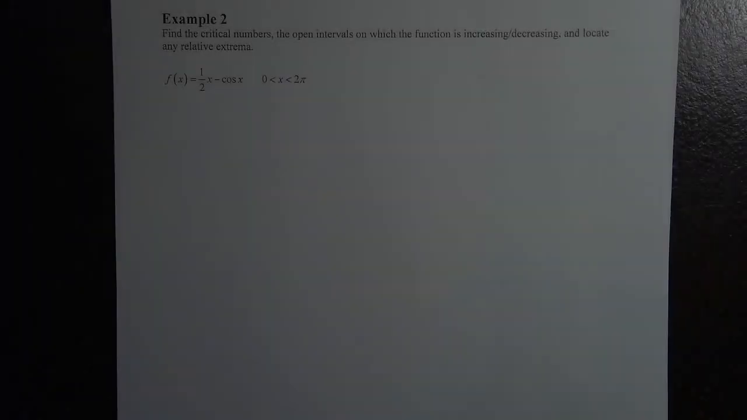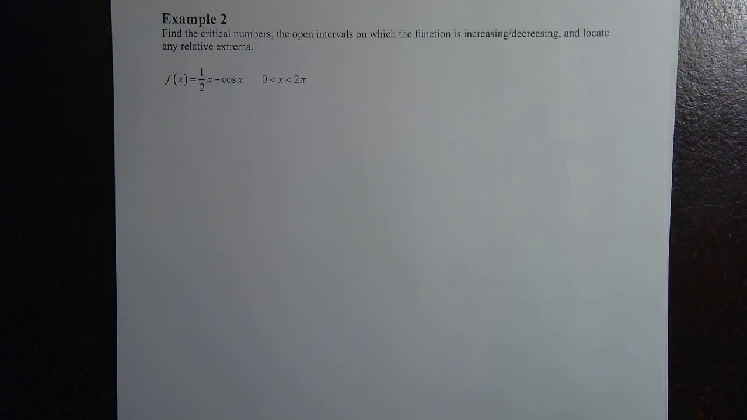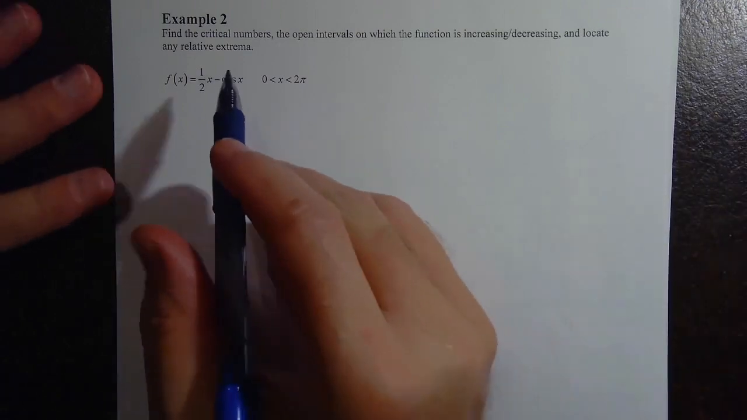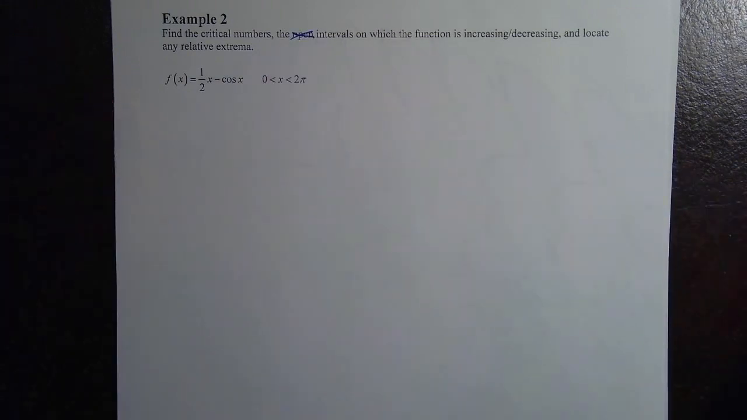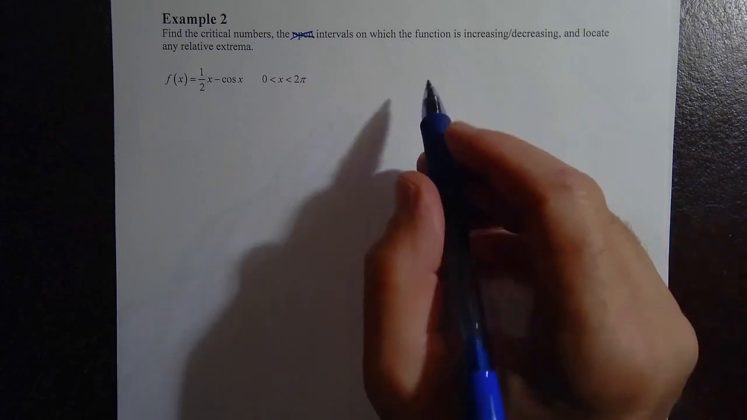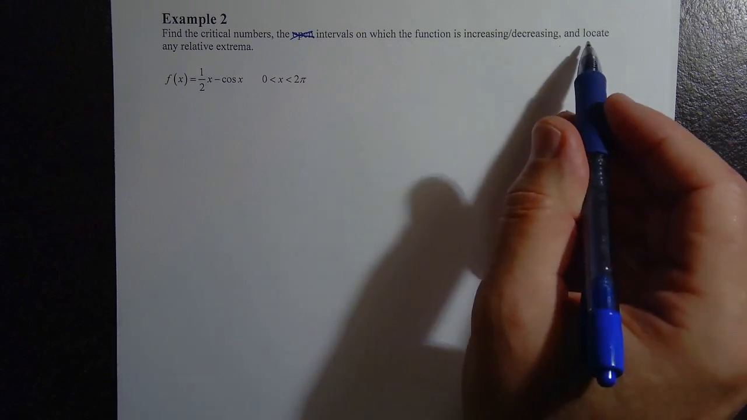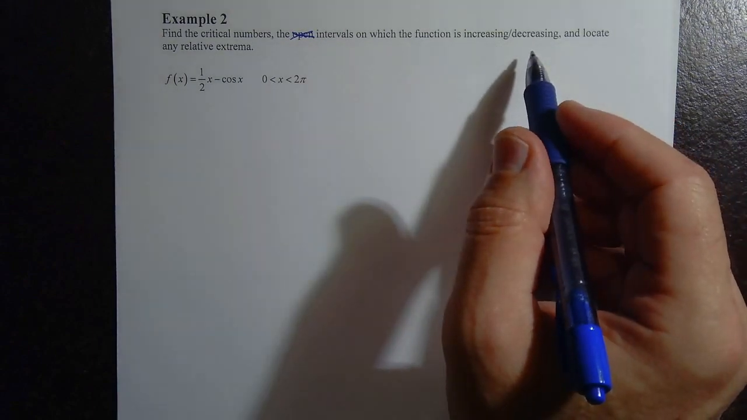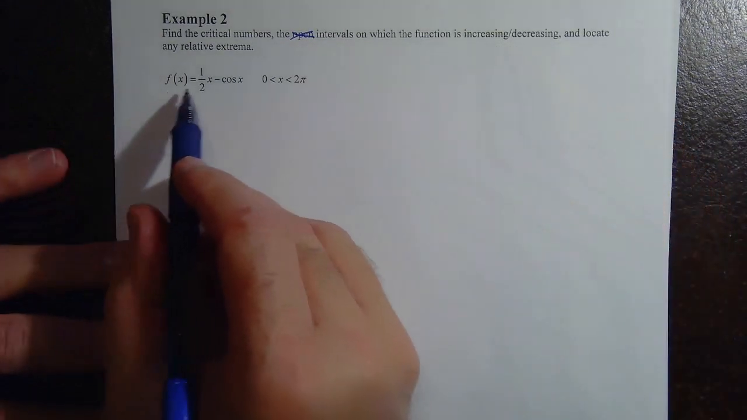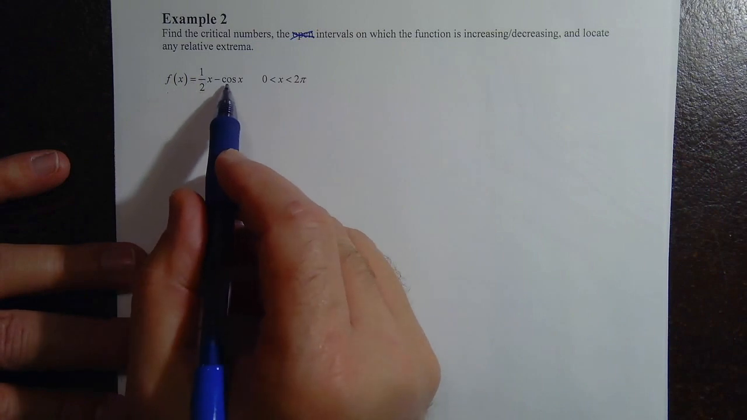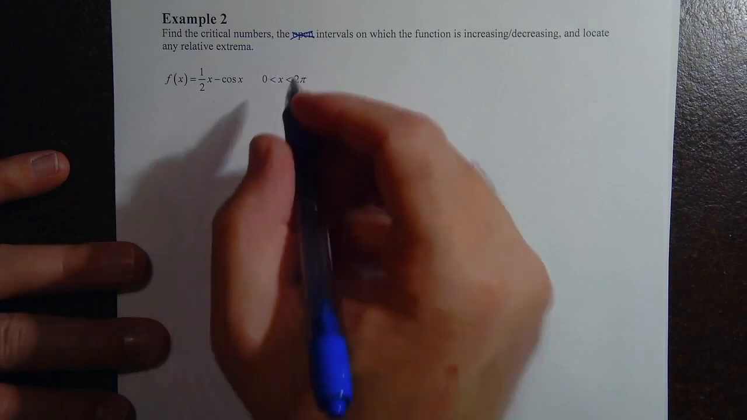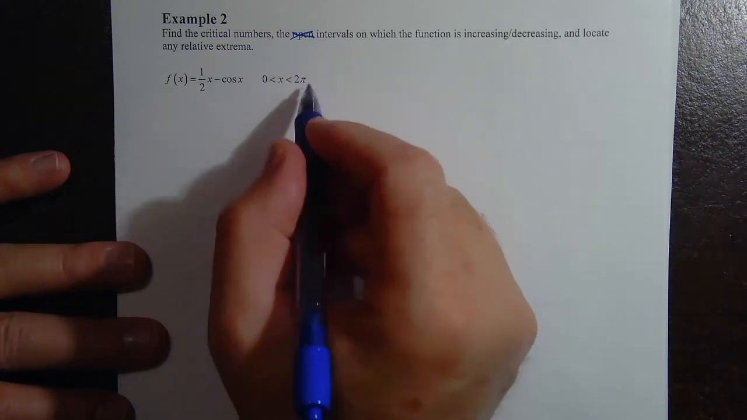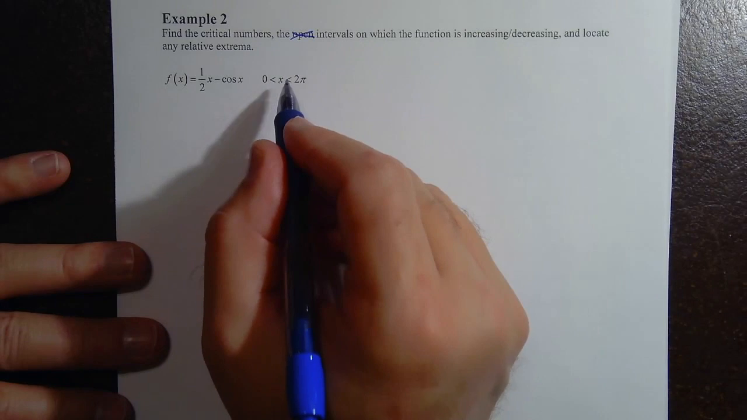Okay, so let's do another one. This is the same question. We find the critical numbers, find the intervals on which the function is increasing and decreasing, and then locate any relative extrema. So here's our problem. f of x is equal to 1/2 x minus cosine x, with 0 less than x less than 2 pi. So this is our domain, and we don't have to worry about any values outside of that.